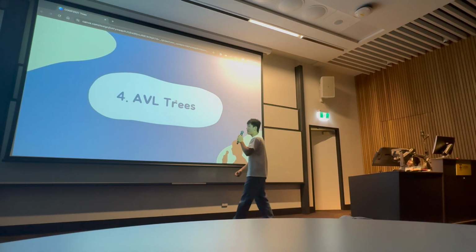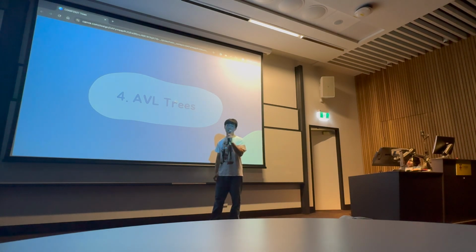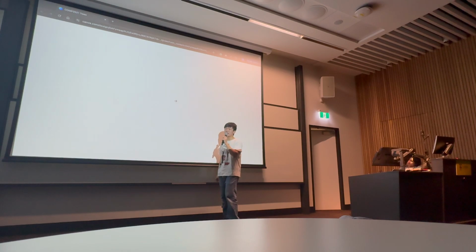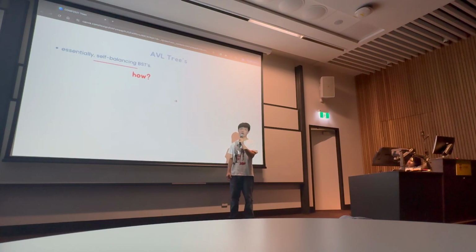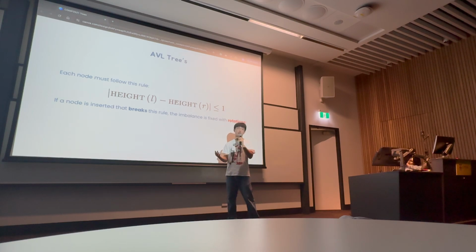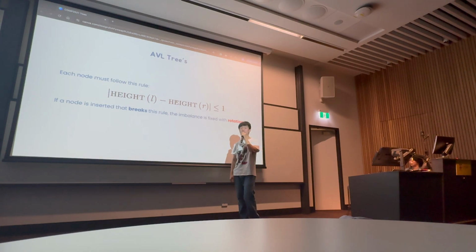So that's why AVL trees exist. As you guys know from assignment 1, AVL trees are binary search trees that self-balance. As in, when you insert or delete nodes or do anything to the tree, the state of the tree after your operation is always balanced.